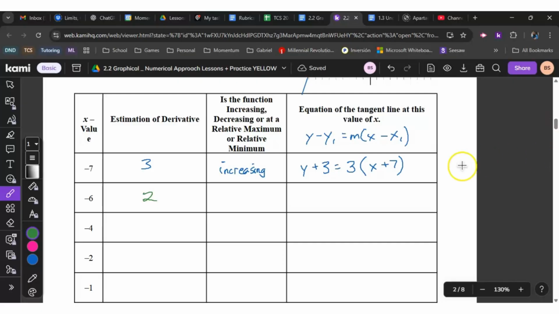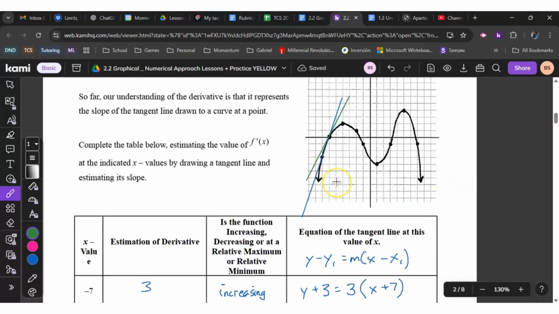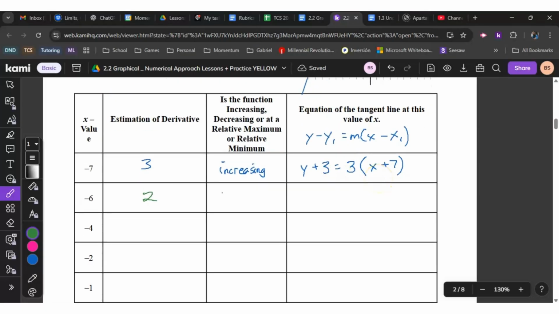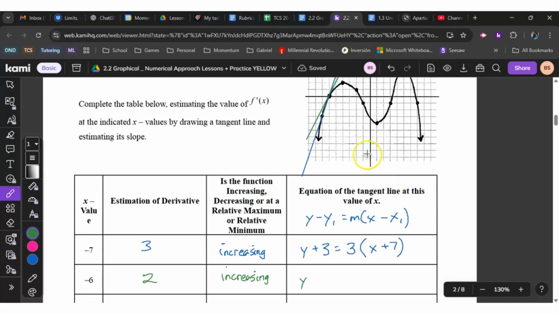And what is the function doing at 2? Is it increasing, decreasing, or max or min? Increasing. It's increasing still. Is it increasing more or less than it was before? Interesting. Increasing at a decreasing rate. So when we had an estimation of a slope of 2, it was increasing less than when we had an estimation of 3. Interesting. All right. That's going to come back, don't worry.